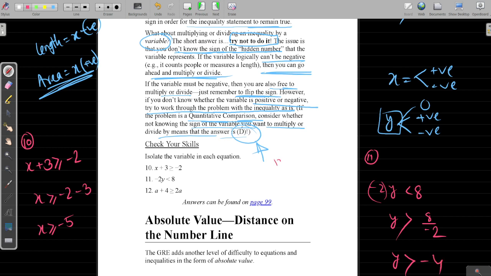Number 12, let us do this one. a plus 4 is greater than or equal to twice a. So I am taking this 4 here and this a is transferred to the right side. So 2a minus a. So 4 is greater than or equal to a. You can write this another way: a is less than or equal to 4.